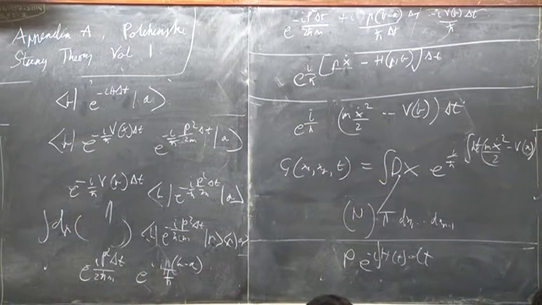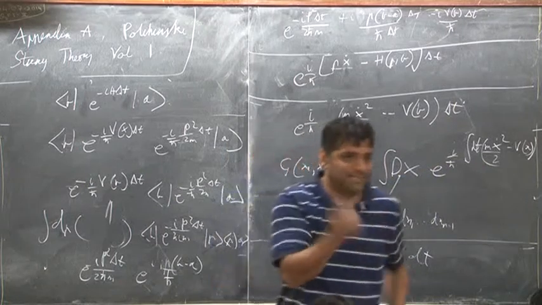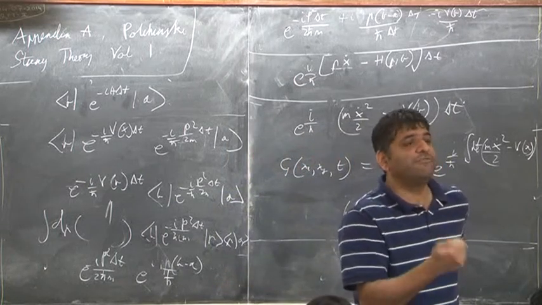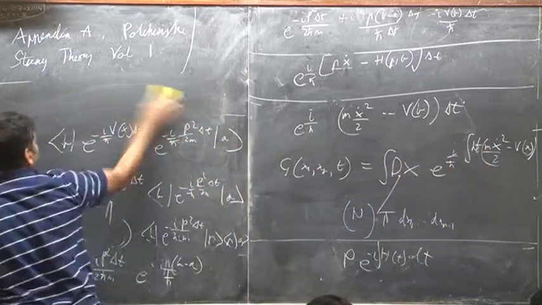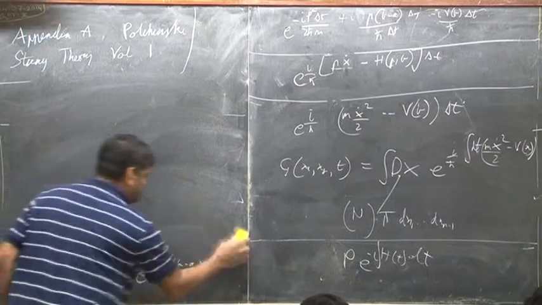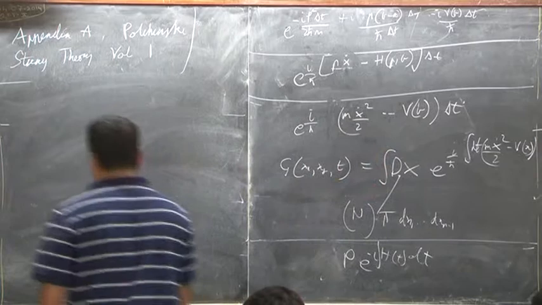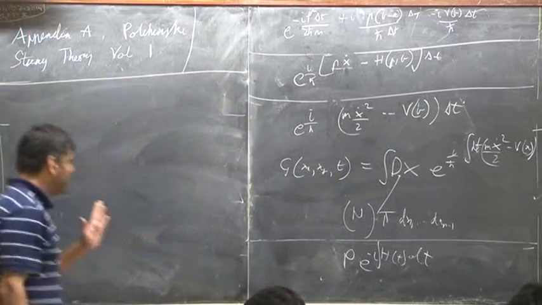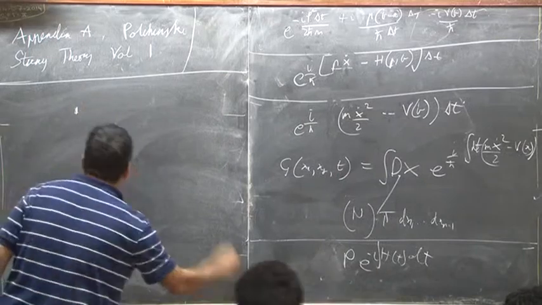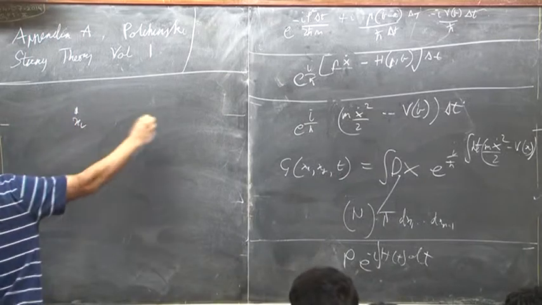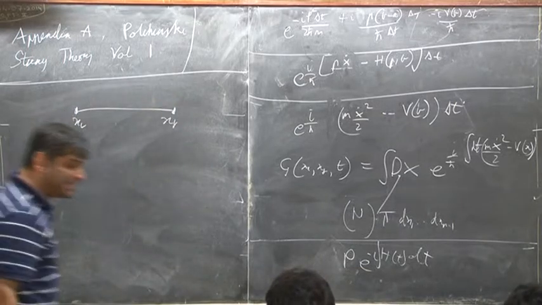You know, in order to keep track of these normalization constants exactly the way I've done it is often very painful. Often, what you actually do is the following. Suppose I wanted this evolution from x initial to x prime.